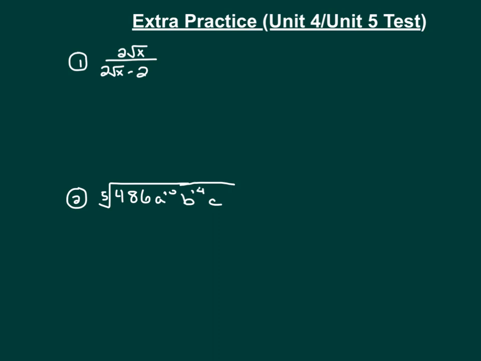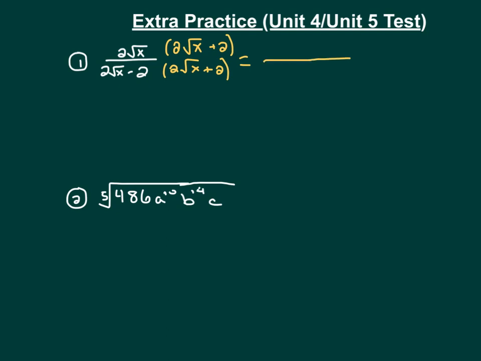Number 1 asks us to rationalize the denominator. Now, since we have a binomial, two terms being separated by a subtraction sign, we're going to multiply the top and bottom of this fraction by the conjugate of the denominator. The conjugate just means to change the sign in the middle. So we're going to change that subtraction sign to an addition sign. And then from here, we'll just multiply everything out.